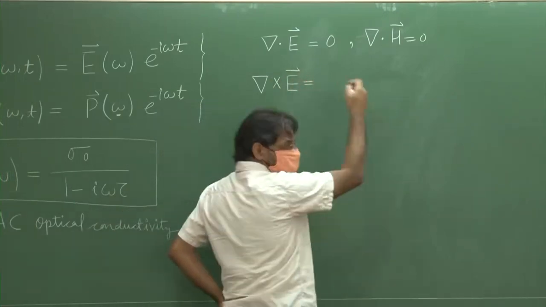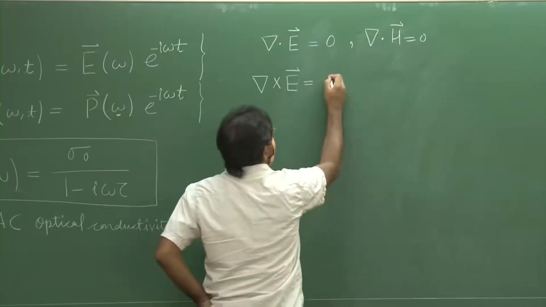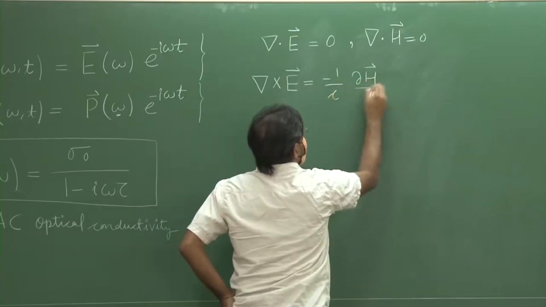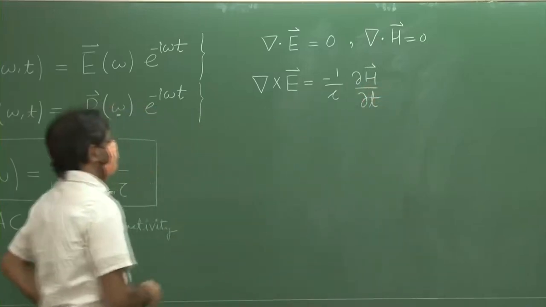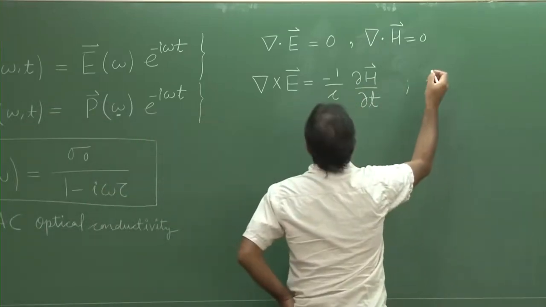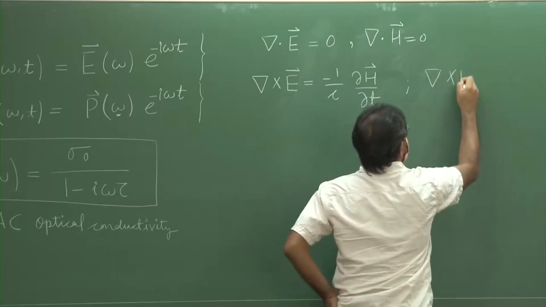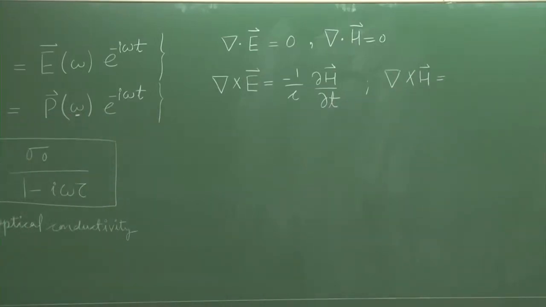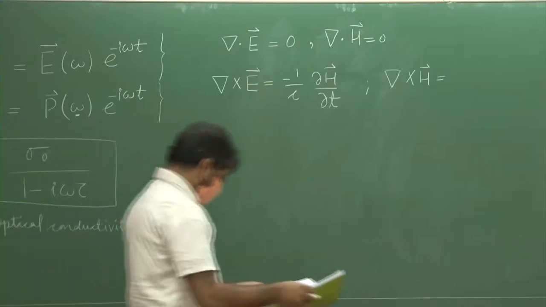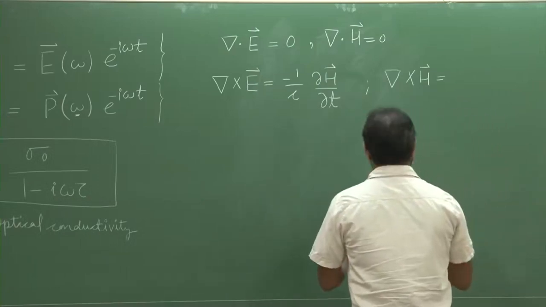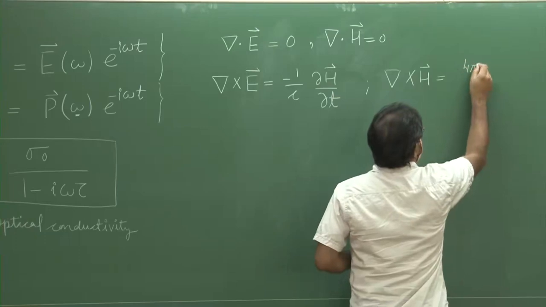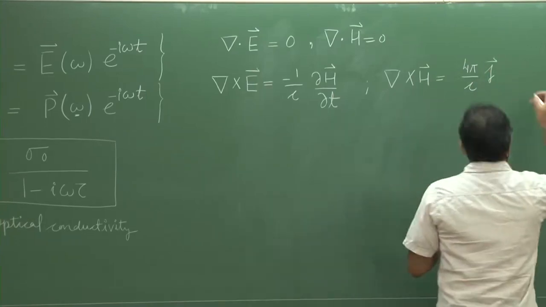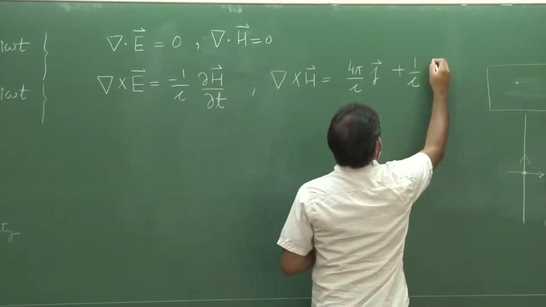The curl of E field is the time derivative of the B field, right? In this case we are using CGS units. So, I will say minus 1 over C del H del T, and there is one more equation, the fourth one, which is the curl of H field, and this has two terms, one due to the changing electric field and another one due to the current. So we can write it, in CGS units, as 4 pi by C times the J vector plus 1 by C del E del T.